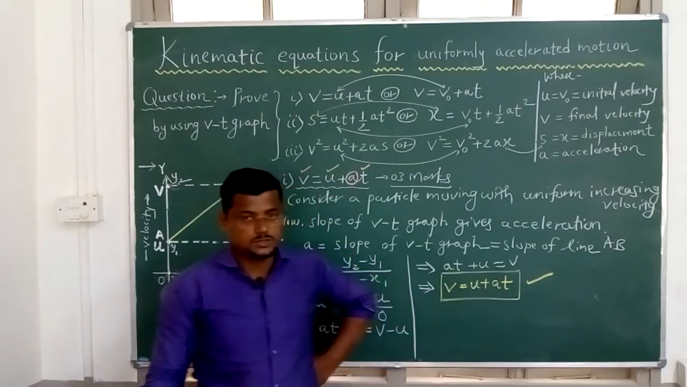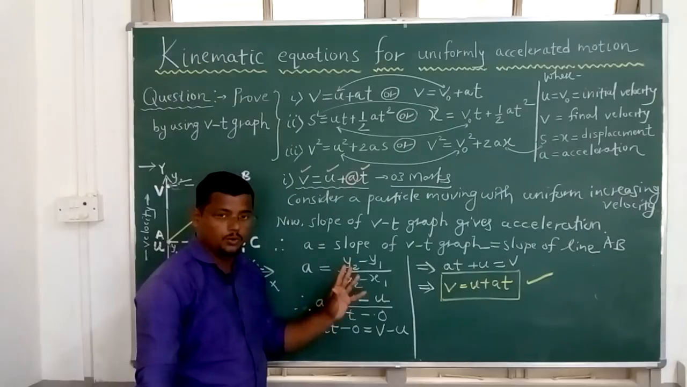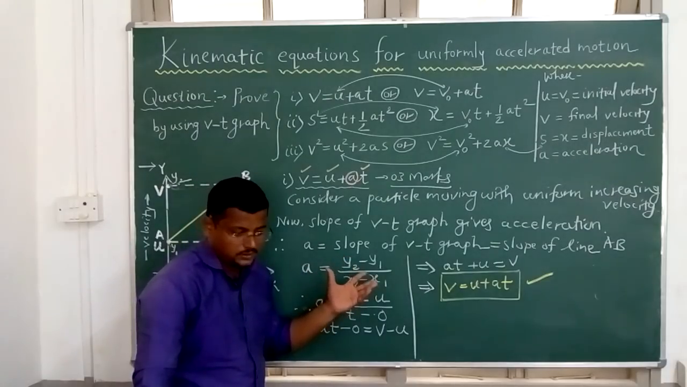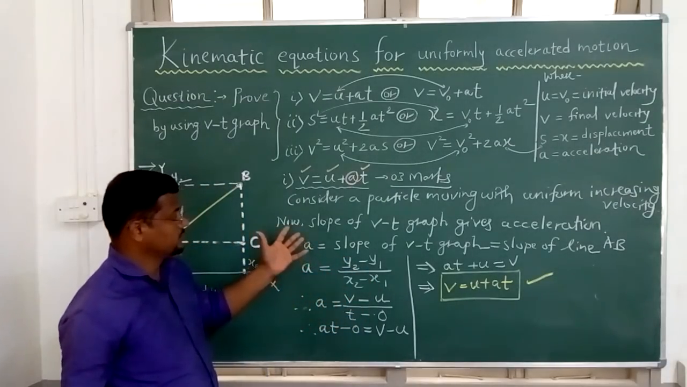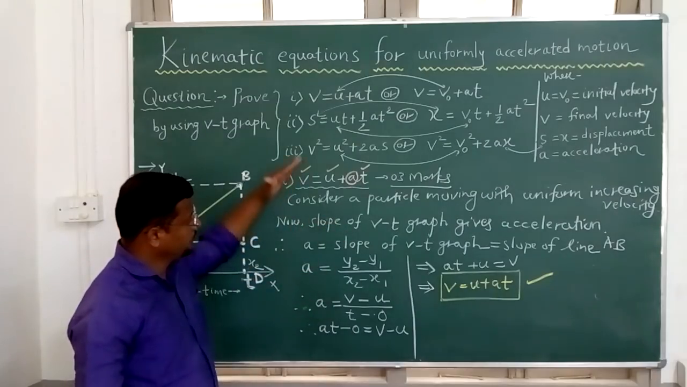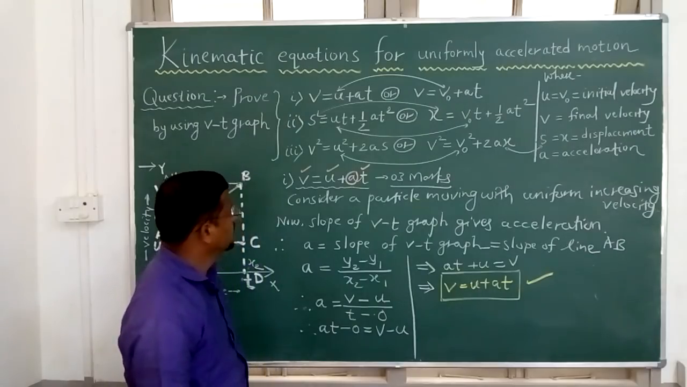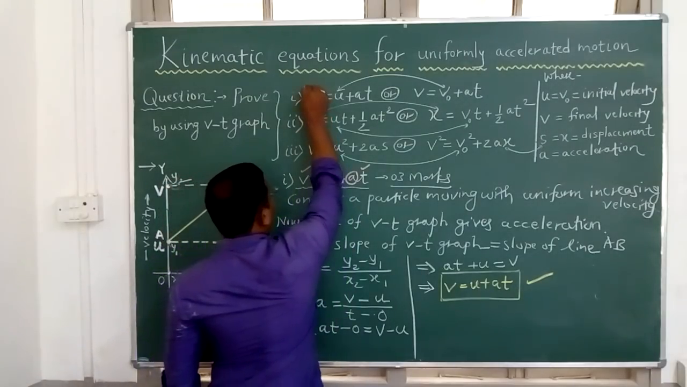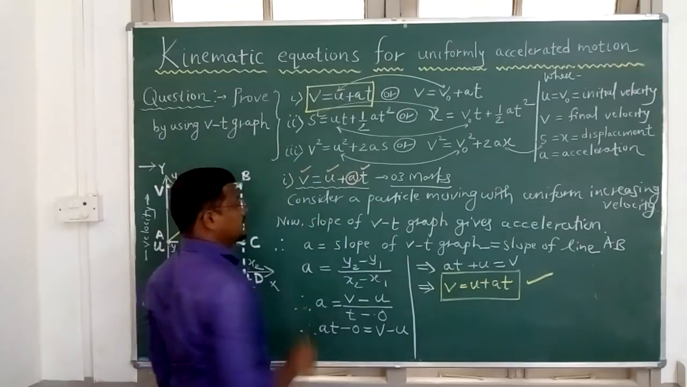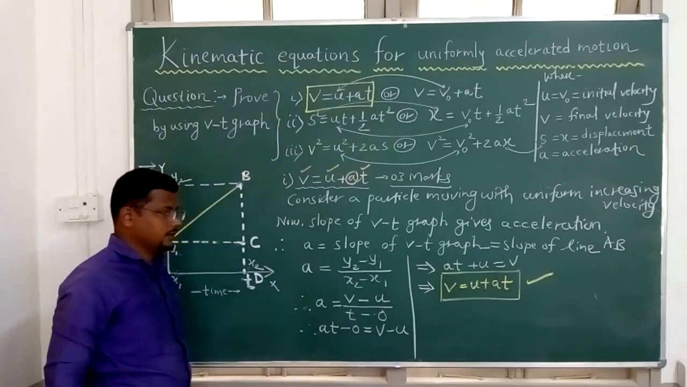Right? I hope you have understood. Already this slope formula you know from your high school level knowledge, so I should not explain that in detail. This much if you write, 3 marks you can easily get. Right? So today initially what I proved is that v is equal to u plus a into t. I hope it is clear. Right?